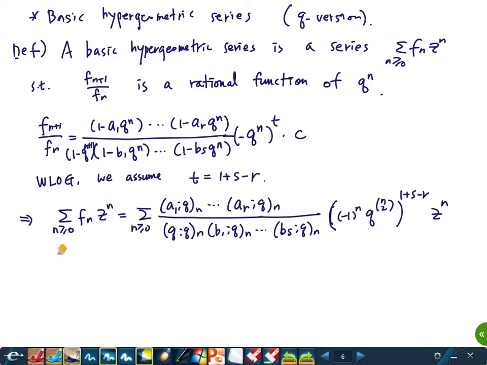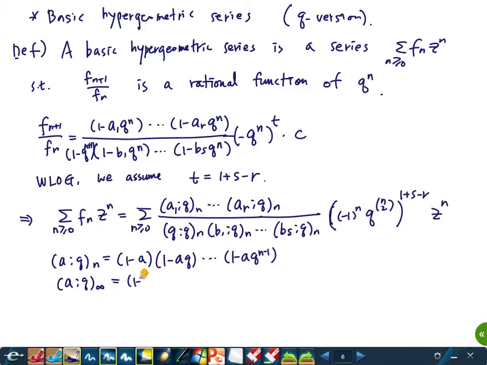Here, the notation, I'm not sure if I introduced this before, but this is 1 minus a times 1 minus aq, up to 1 minus aq to the n minus 1. And we also consider n being infinity, then this is just an infinite product with no n. And for simplicity, we will write things like that. This will be a product of n things, just as shorthand.